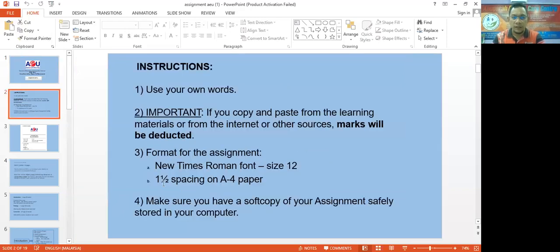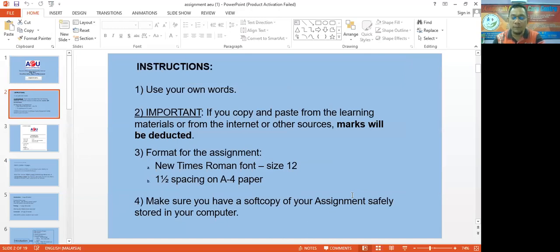Firstly, make sure, it's very important for you, use your own words. If you copy and paste from other learning material, there will be a deduction on certain marks. But please be honest, okay? You can do that with your own words only. If you want to find it from other sources, make sure you write in your own words.